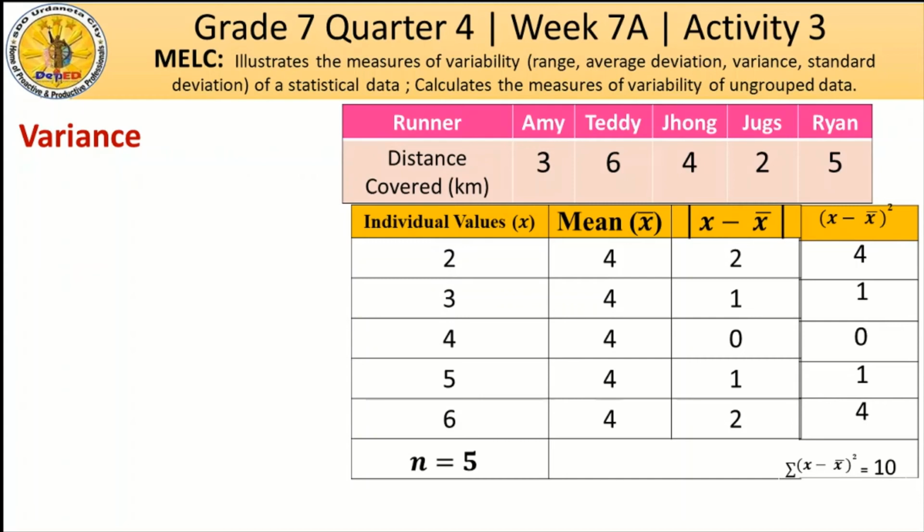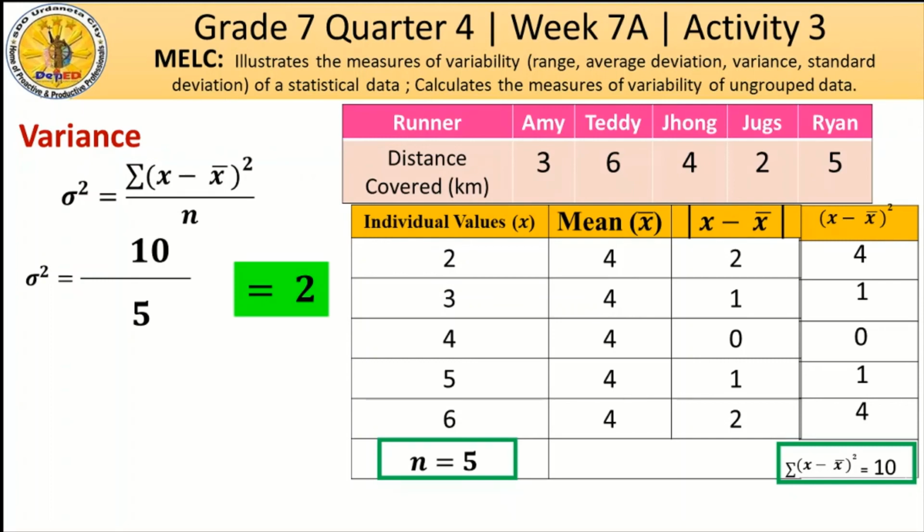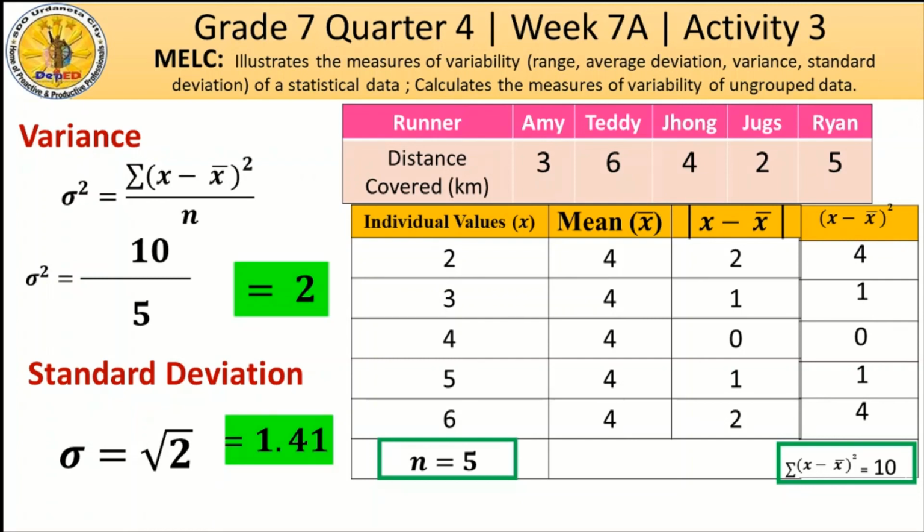Now, by substitution, let us find the value of our variance given this formula. Now, variance is equal to the summation of the square difference of x and the mean, which is 10, and n, which is 5, results to 2. Our variance is 2. And then, let's take the standard deviation. The standard deviation is simply the square root of the variance. So, standard deviation is equal to 10 over 5, giving us a square root of 2. Or we could simply say 1 and 41 hundredths.